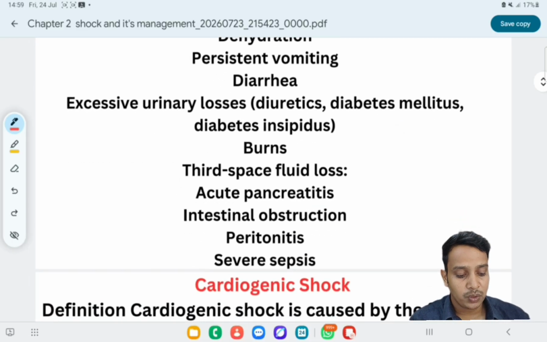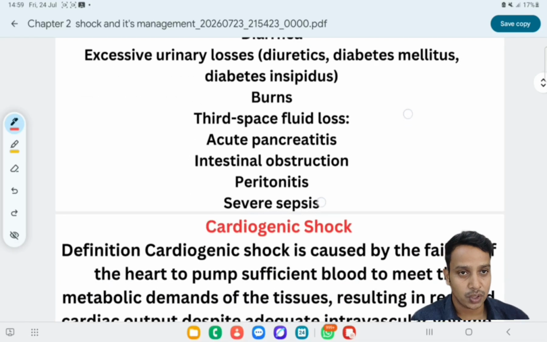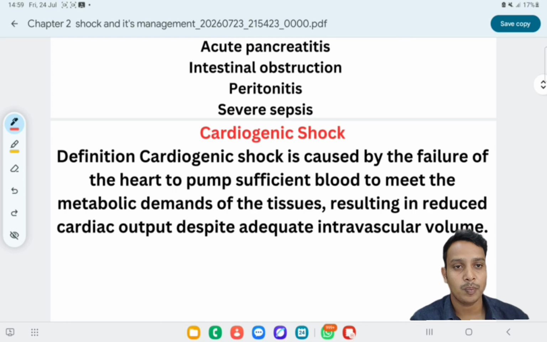Coming to our second shock, the cardiogenic shock. As we have discussed, in hypovolemic shock there is a decrease in the intravascular volume, but the cardiac pump is functioning normally. But in cardiogenic shock, the heart is not working properly, but the intravascular volume is normal. Cardiogenic shock is defined by the failure of the heart to pump sufficient blood to meet the metabolic demands of the tissue, resulting in reduced cardiac output despite adequate intravascular volume. So this is our cardiogenic shock.